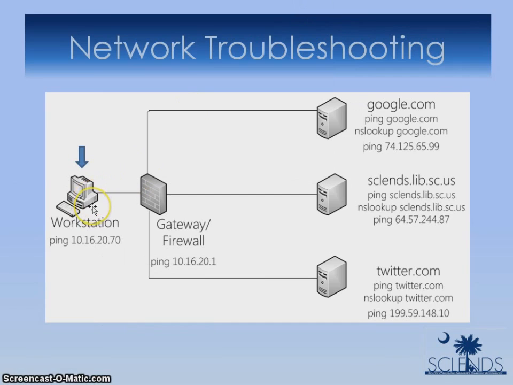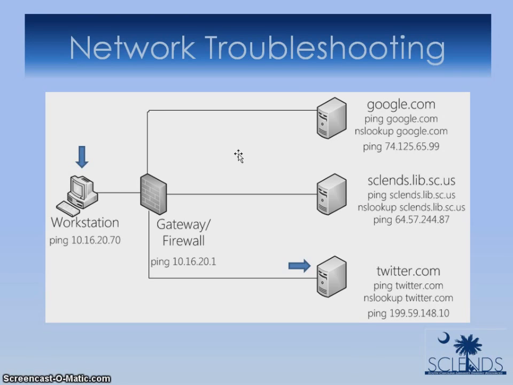So now we've worked our way all the way back out here. SCLens is working, Google's working, and Twitter is working properly. That means that our connection to our DNS server is working properly because we can look up the names and the IP addresses via NSLookup, and we can also ping these addresses by their names instead of just using their IP addresses. So not only do we have good network connectivity now, but we also have good DNS connectivity.